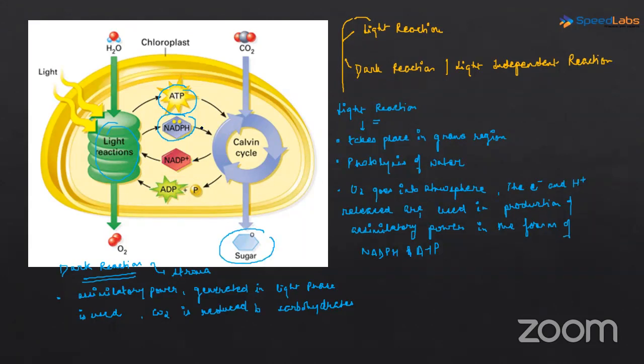Now see here what has happened. The NADP plus and ADP plus inorganic phosphate that are formed will again enter the light reaction. And see here, what is happening in the light reaction? Photolysis of water is happening, so the oxygen is being liberated. Both of these things are very important. Photolysis of water happens in the light reaction, and reduction of carbon dioxide to sugar, to carbohydrate, happens in the dark reaction. The location of the light reaction and the dark reaction, again I will repeat, is very important. Okay, so I hope I am clear with the light reaction and the dark reaction.